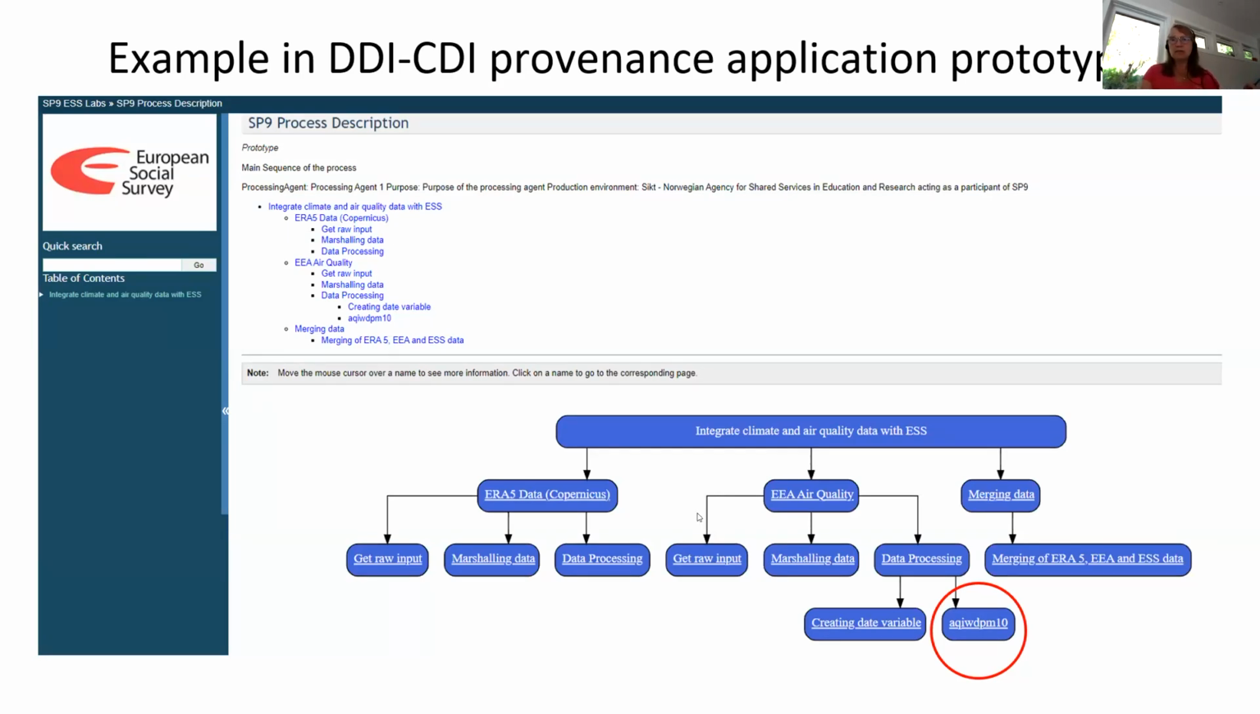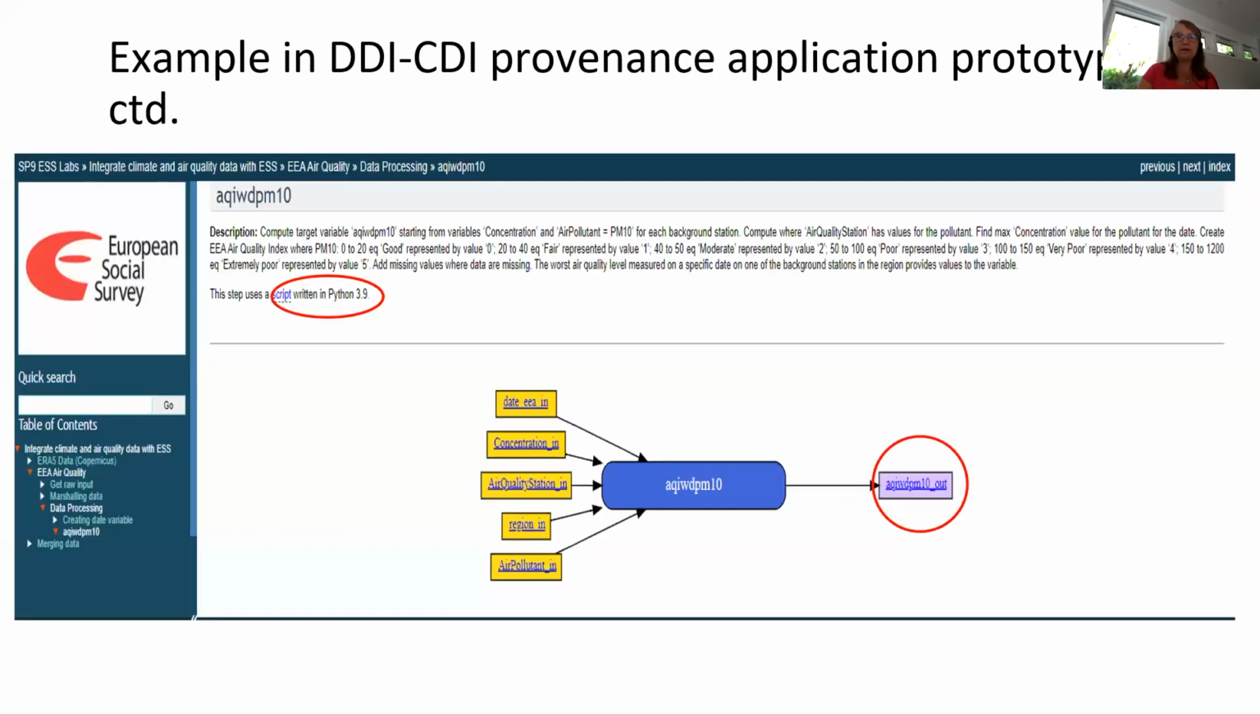This is a prototype. We start with the highest level steps, and then we go down to what happened at each kind of data set that we are doing. We get, for example, from the ERA5 reanalysis data, raw input, we are marshalling data, we are processing data, and the same with the EIA air quality. And then in the end, we merge them with the ESS data. So you can see here under data processing, we are creating variables like the one I just showed on the indicator level. And in this tool, we will include the variable and also link to all the input variables that it takes to create this variable, and also the output. And we will have a Python script and a human readable description for everything.